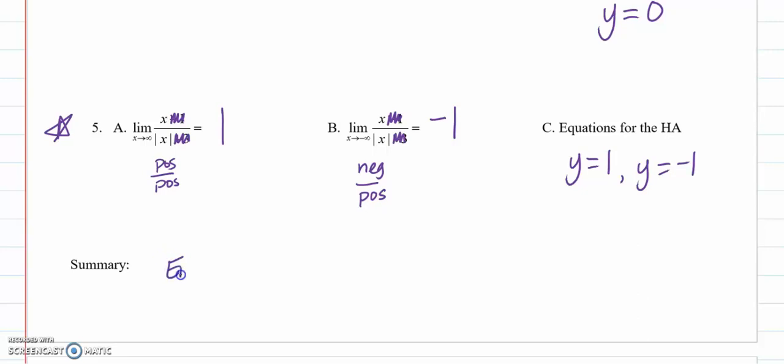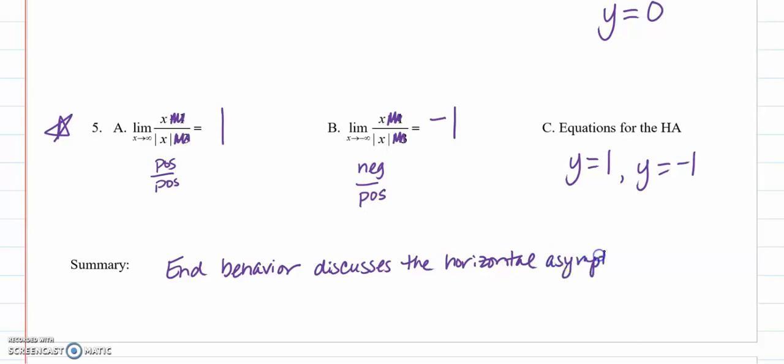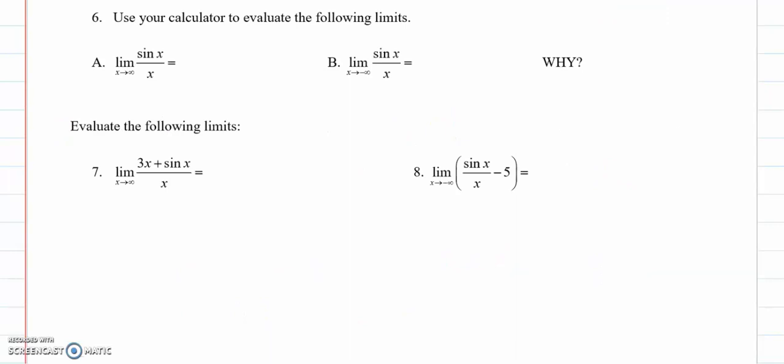So in summary, end behavior discusses the horizontal asymptotes, if any, and in calculus, that is the limit as x goes to infinity and as x goes to minus infinity. You can use your calculator just as we did the other day to evaluate these limits.